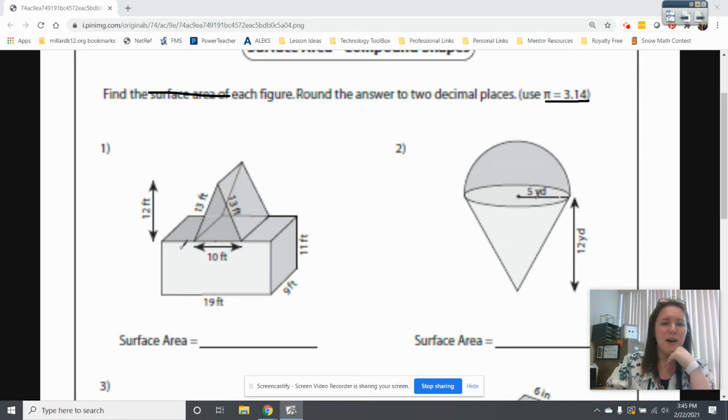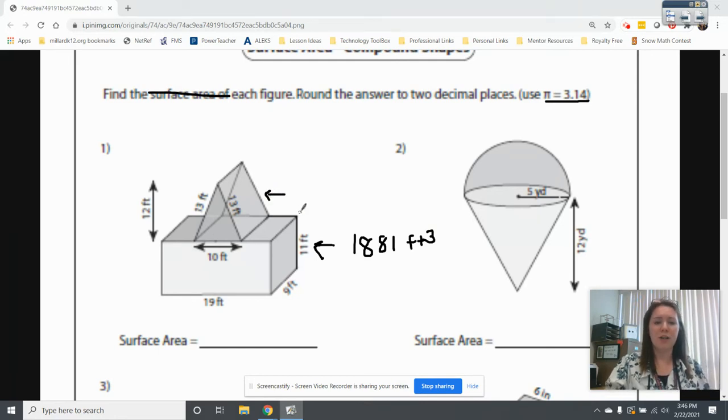So to find the volume, the first thing I notice is this is a composite figure, which is clearly a rectangular prism with a triangular prism on top. So I'm going to find the volume of the rectangular prism. Area of the base is 19 times 9, multiplied by the height of the shape, which is 11. So the volume of this part is 1,881 feet cubed.